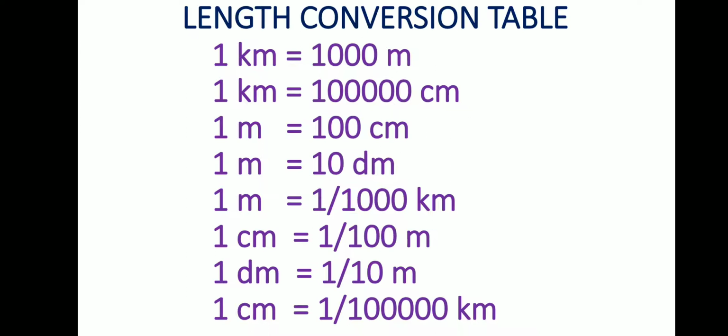Length conversion table. 1 kilometer is equal to 1000 meter. 1 kilometer is equal to 1 lakh centimeter. 1 meter is equal to 100 centimeter. 1 meter is equal to 10 decimeter. 1 meter is equal to 1 by 1000 kilometer. 1 centimeter is equal to 1 by 100 meter. 1 decimeter is equal to 1 by 10 meter. And 1 centimeter is equal to 1 by 1 lakh kilometer.